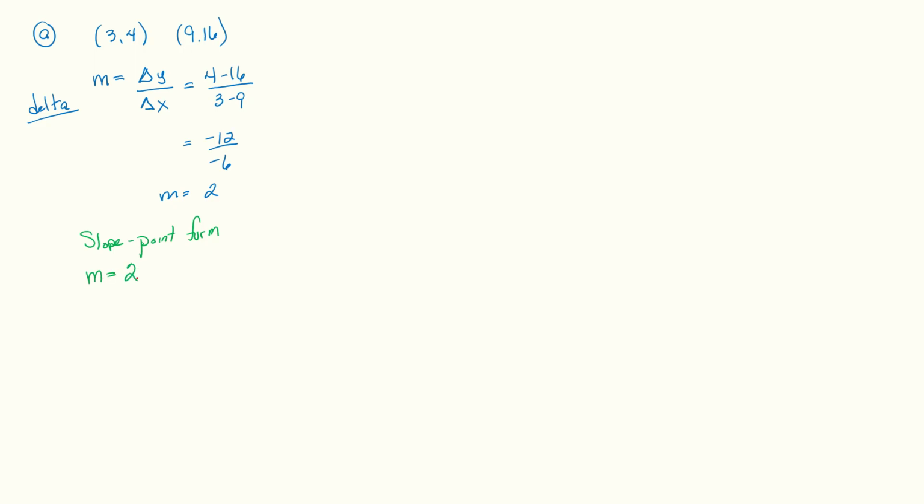Now we have 2 points. Do you think it matters which point we use? No, why should it? Because both points are supposed to be on the same line. It's your choice, whichever one you want to use. I'm going to use the point (3, 4). Why? Because they're smaller numbers. Some of you use the point (9, 16). You'll see we come up with the same exact equation.